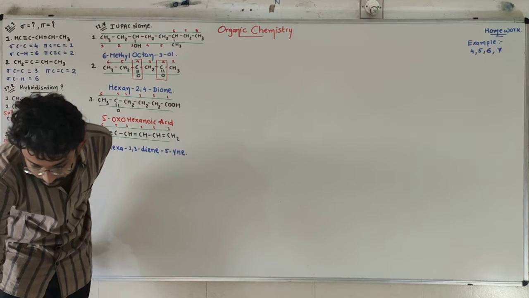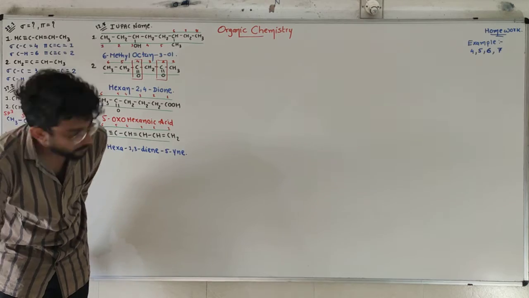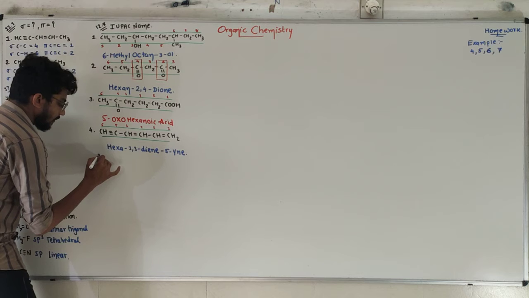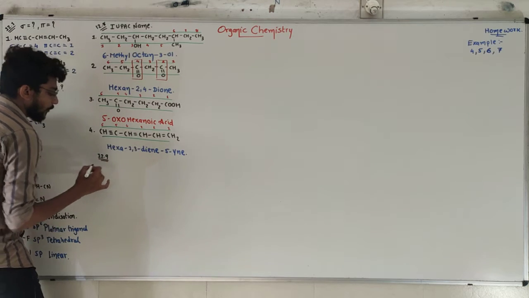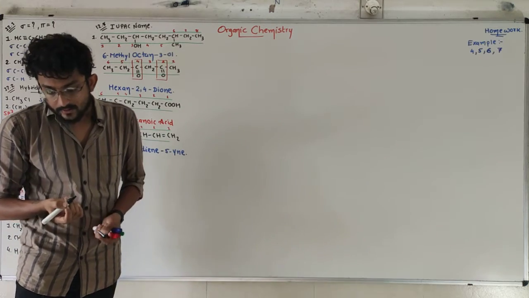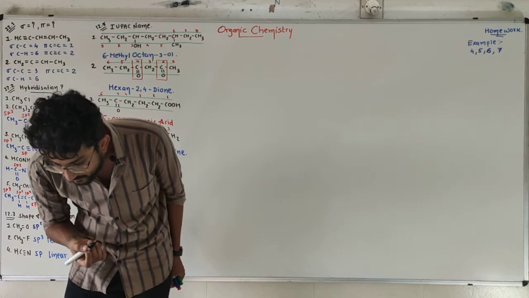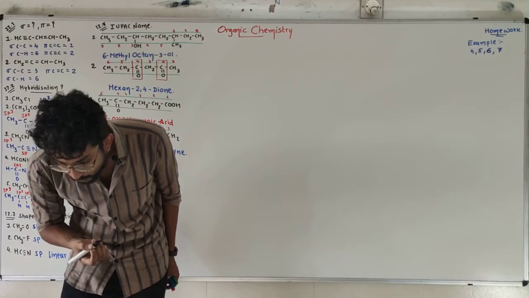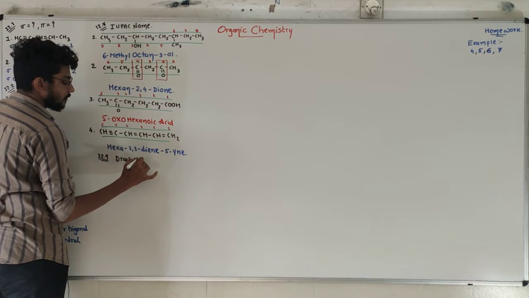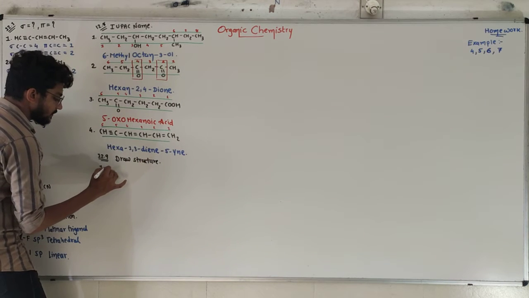Okay, that was all. 4 different compounds were given in question number 8. After that, our next example 12.9. In 12.9, they have given the name of the compound and we have to draw the structure. So likewise, our first compound is 2-chlorohexane. So draw the structure. Reverse one.